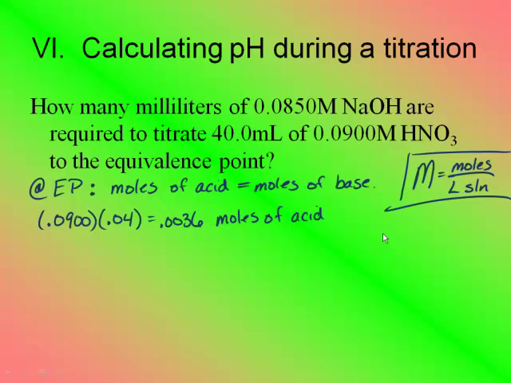Now I have to remember, at the equivalence point, the moles of acid equal the moles of base. So this 0.0036 moles of acid is also equal to the moles of base. So I know I have 0.0036 moles of base needed to get to the equivalence point. Well, the question says how many milliliters of 0.085 molar NaOH are required. So I go back to my molarity formula and I say, okay, 0.0850 is equal to 0.0036 moles at the equivalence point divided by X liters.